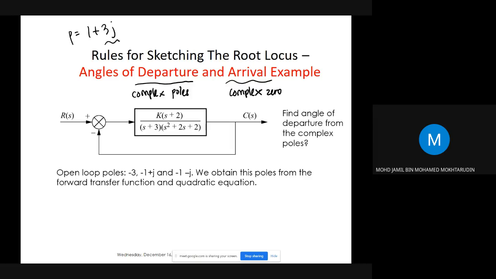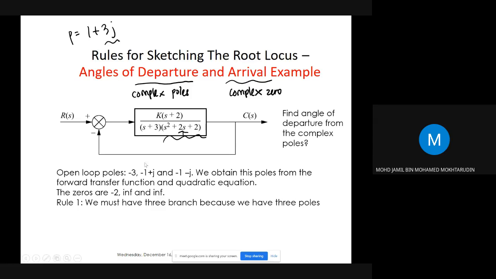Okay, so from this example, the first step you need to do is find the poles. So poles is at -3 and -1 plus j and -1 minus j. Basically, factorize yang equation ni. Okay, so the zeros are -2. So ada 3 poles and 1 zero. So you need to add extra 0 to make sure that the number of 0 equals the number of poles. So -2 and infinity and infinity.